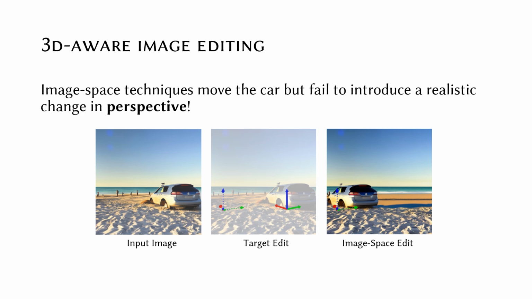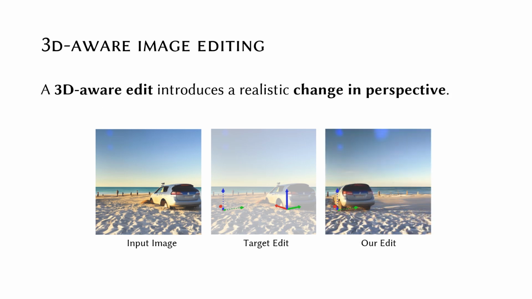Image space edits struggle to introduce the correct change in perspective, resulting in a copy-paste like 2D movement. A 3D aware edit, such as this one, would account for this and introduce a realistic change in perspective as if the car has actually moved in 3D space.